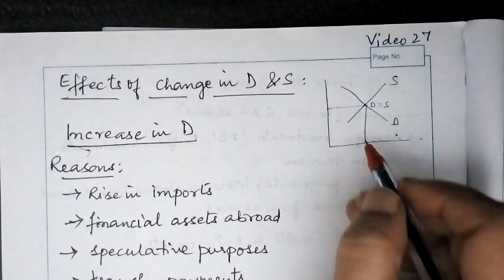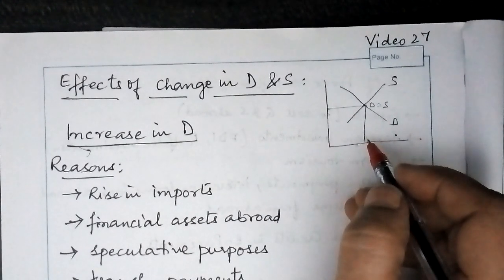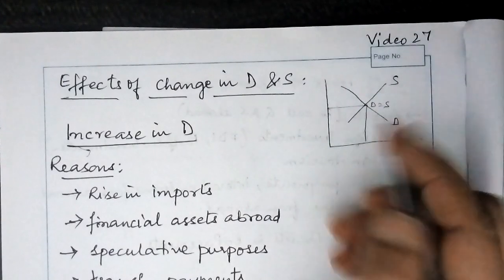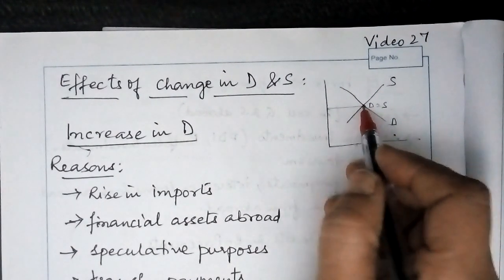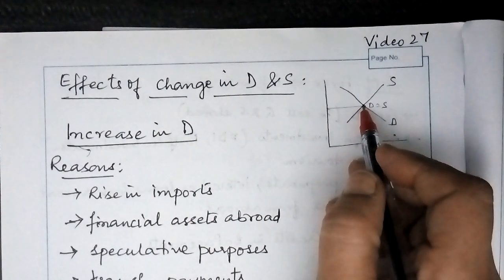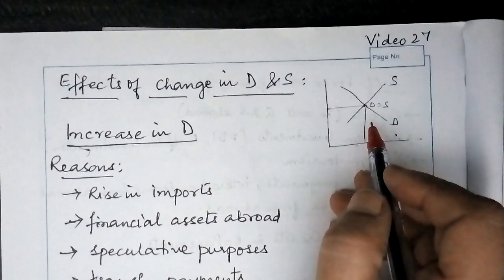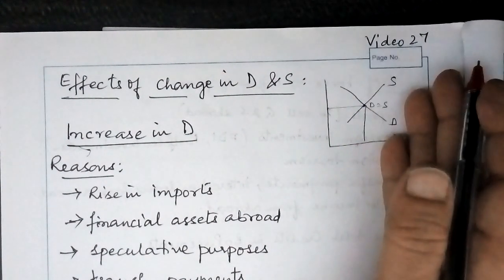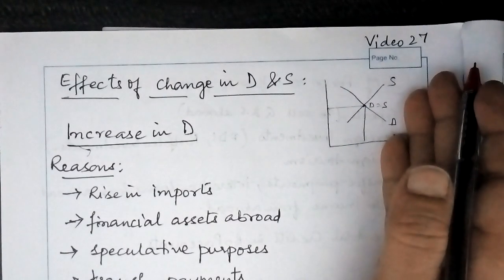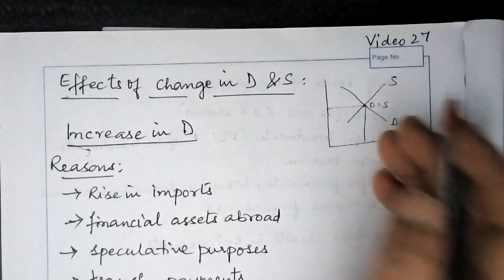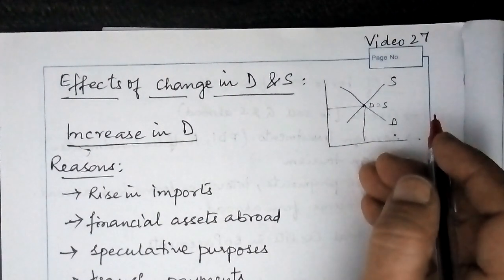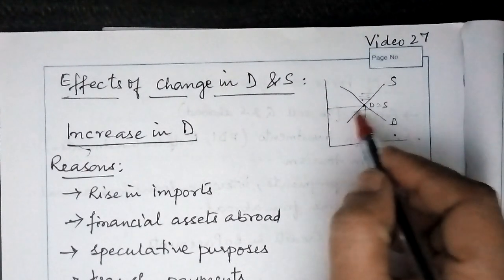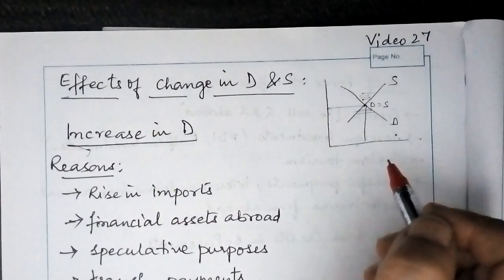Now, if the rate of exchange in the international money market happens to depart from this equilibrium level, we will have a condition of either excess demand or excess supply. So this portion we learnt as excess supply and this part we learnt as excess demand.